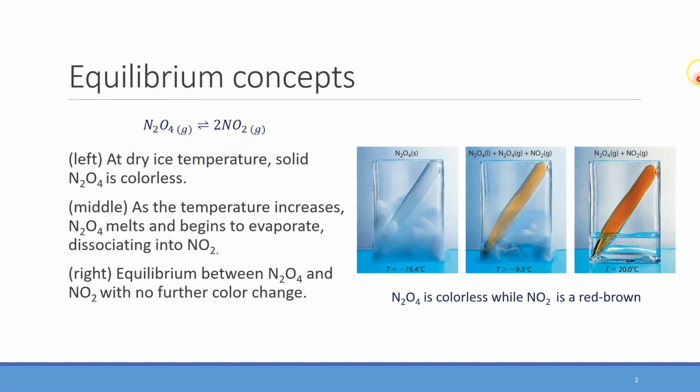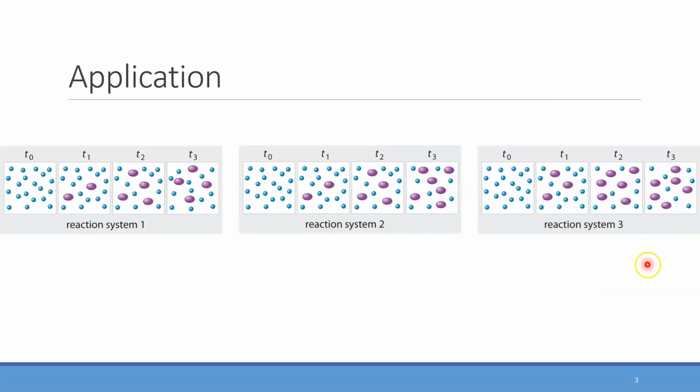And then at the right, we see there's an equilibrium between the two. There's no further color change. So the reason why the color is changing here is because N2O4 is currently the predominant species, and the NO2 hasn't fully reached its potential concentration yet. So there is this point at which the reactions will approach each other in rate. And once that happens, there's no noticeable change. So let's take a look in more detail at this idea.